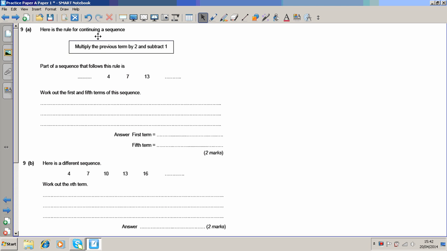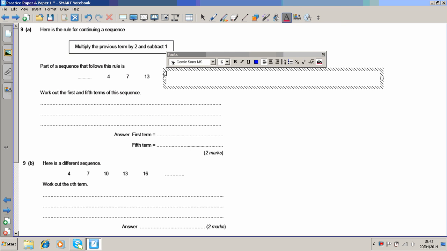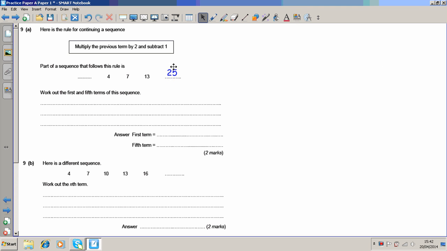Number 9. Here is a rule for continuing a sequence: times by 2 and subtract 1. Work out the first and fifth terms of this one here. Okay, so 13 times 2 is 26, and subtract 1 is 25. So that's 25 for the fifth term.